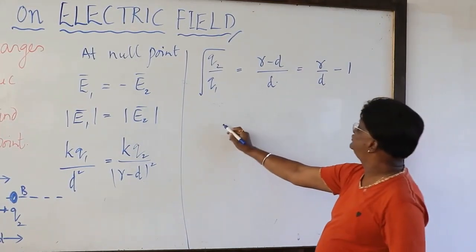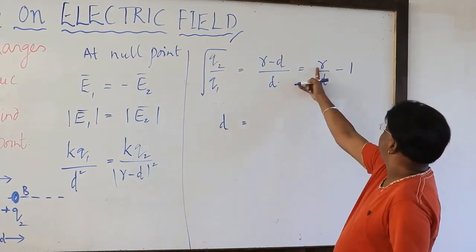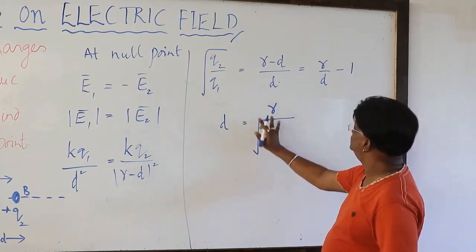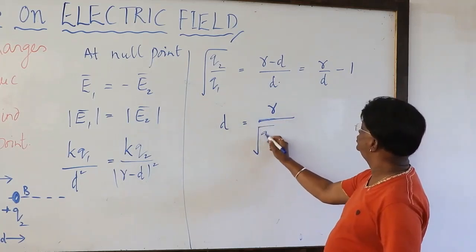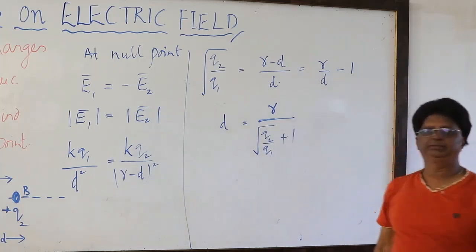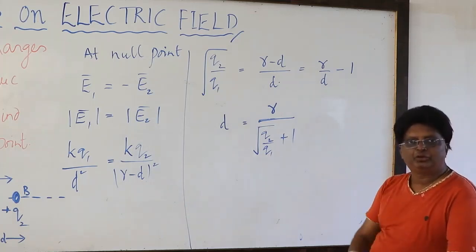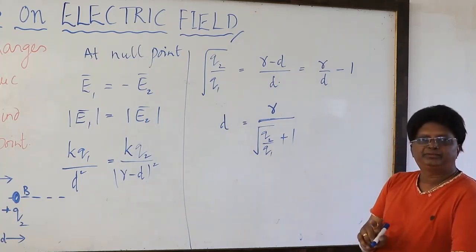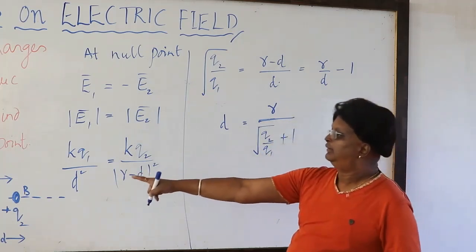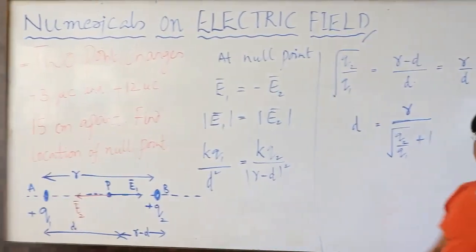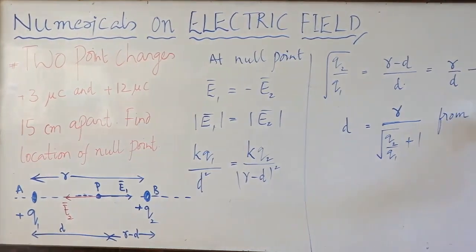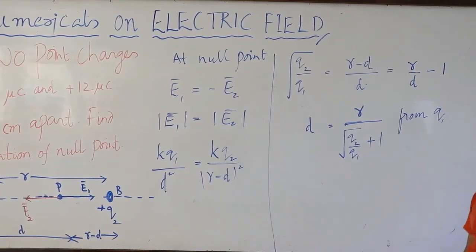Now what will be the expression for d? So d is equal to r upon, under root q2 by q1 minus 1, therefore it becomes plus 1. This is the expression that you got. Now remember, this is not the final answer, because this r by root of q2 by q1 plus 1 is, remember, the distance d taken from q1, is it not? Therefore r by root of q2 by q1 plus 1 from q1 is the answer.